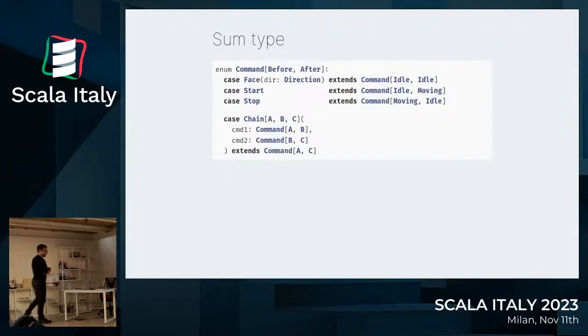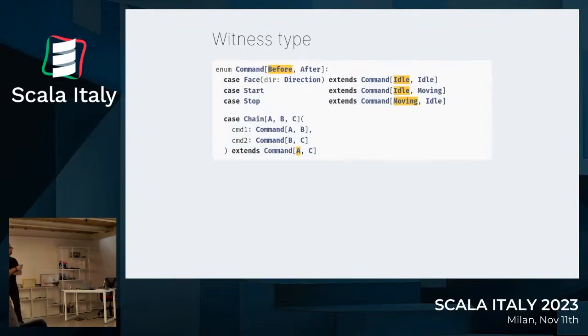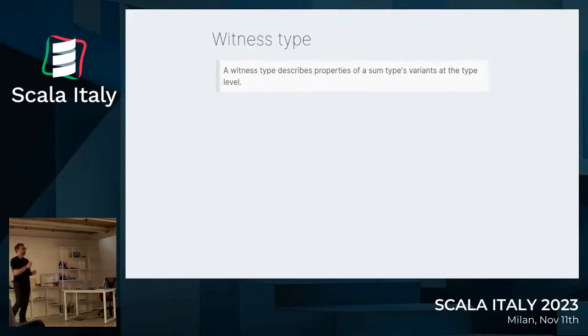Right, so how do we define a generalized algebraic data type? Well, command, as we've seen, is a sum type, right? Command has these branches, these variants. So a generalized algebraic data type is a sum type, plus bits. Now I'm going to need to define what a witness type is. Before, for example, is a witness type. It's an instruction at the type level. It's a type that gives us an important property of whatever we're working with. So is after, and the property is what state do I need to be in, or what state will I be in when I'm done. That's a witness type. It describes properties of a sum type's variants at the type level, right, before and after.